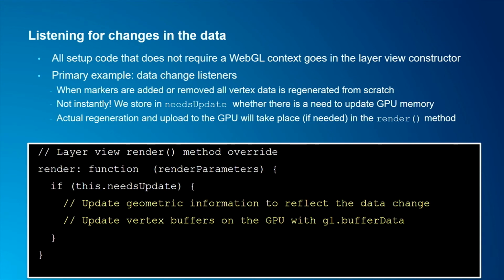We do this in two steps, using a flag that is set and then read by render, because it would not be safe to invoke WebGL directly from the change data event listener. We'll expand on this in the final part of the talk.